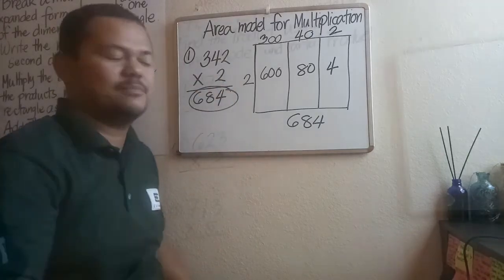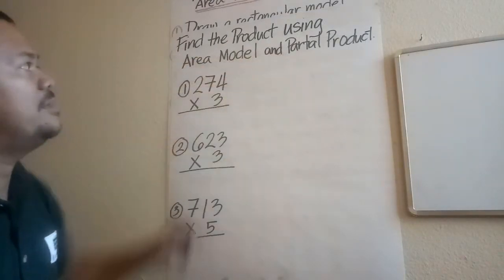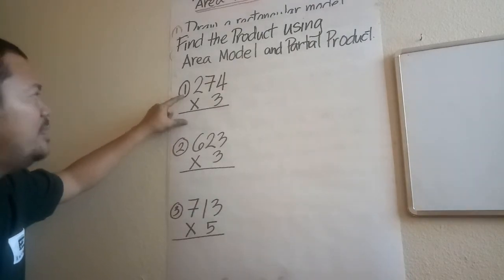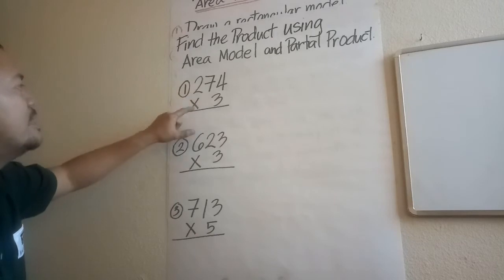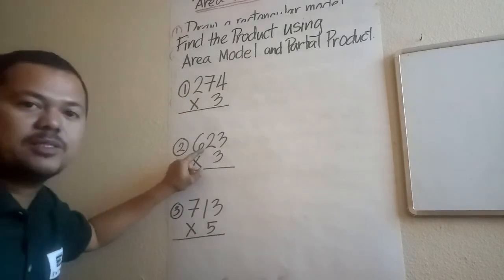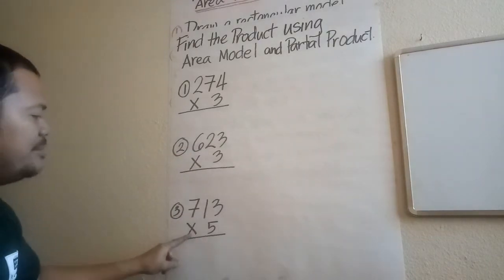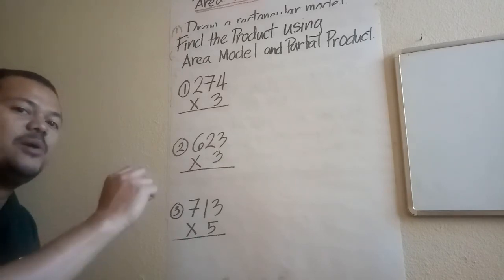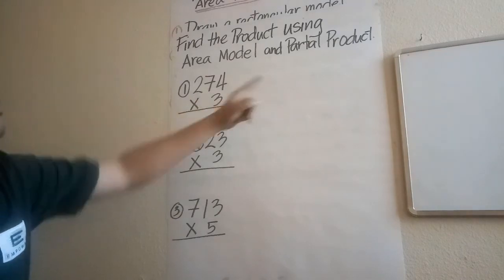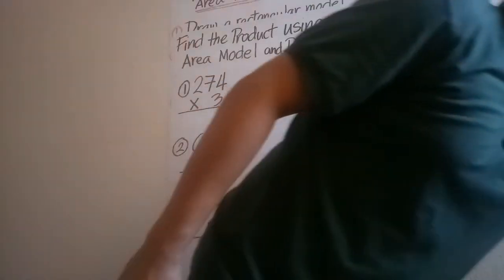Okay, very good. In your paper, find the product using area model and partial product. So we got here number 1. I want you to copy this in your paper. 274 times 3. Number 2, we got here 623 times 3. And number 3, we got here 713 times 5. So get your paper and pencil, copy this, and I want you to make your area model on this side.